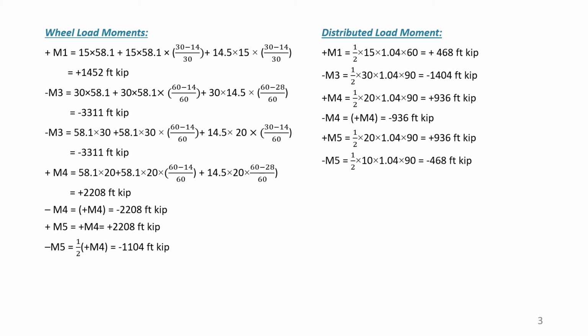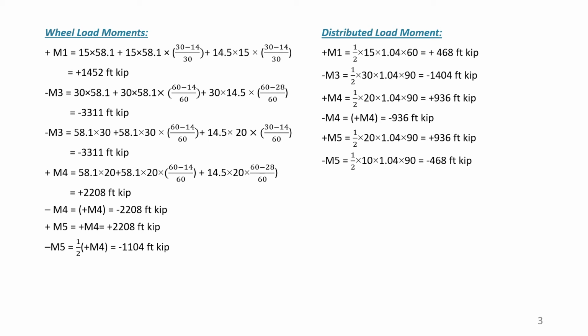Minus M4 is similar to plus M4, because only the sign is different. The plus M4 is plus and minus M4 is minus. These two triangles are similar because the maximum ordinate is 20 and the length is 90. Both of these are similar triangles, one is positive, another is negative. That's why minus M4 will be minus 2208 and plus M4 will be 2208.